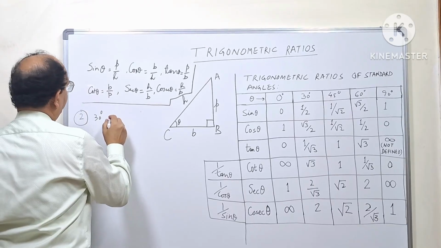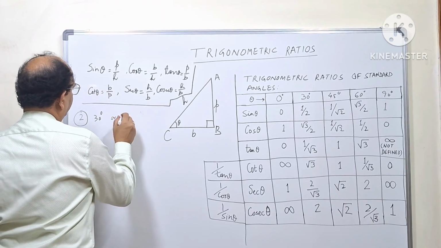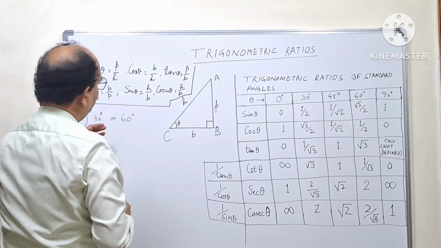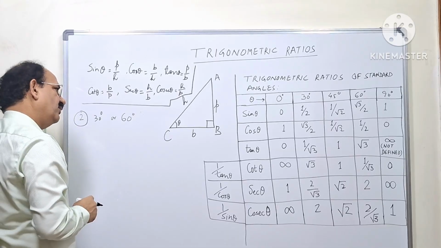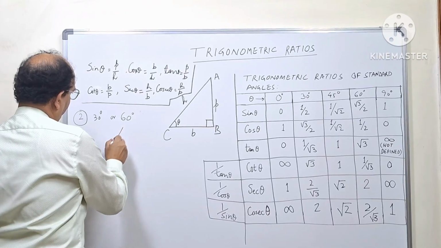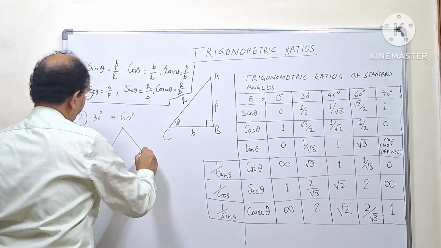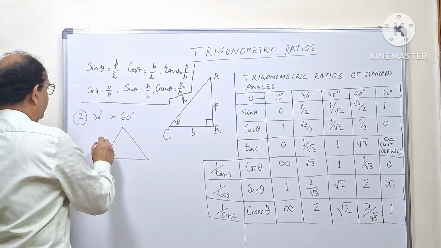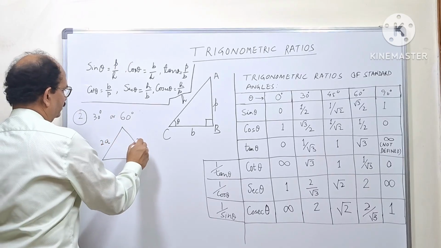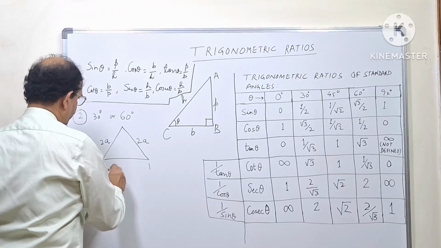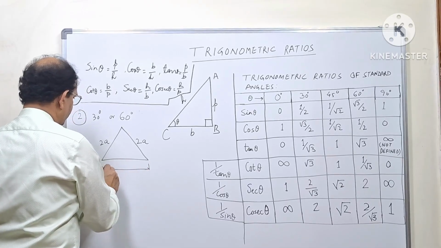Theta is equal to 30 degree or theta is equal to 60 degree. Let us discuss both these cases. For both these cases, we take the help of, again, geometry. Let us draw an equilateral triangle of side 2a. This entire length is also 2 times a.